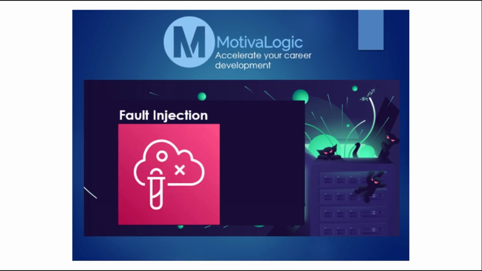1. Fault injection. Fault injection is a testing technique that deliberately introduces errors or failures into a system to evaluate its behavior and resilience. By simulating real-world issues, such as hardware malfunctions or software bugs, fault injection helps identify vulnerabilities and ensure systems can recover gracefully. It is a key practice in improving reliability and fault tolerance in critical applications.